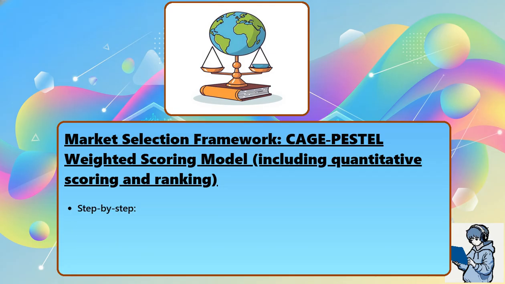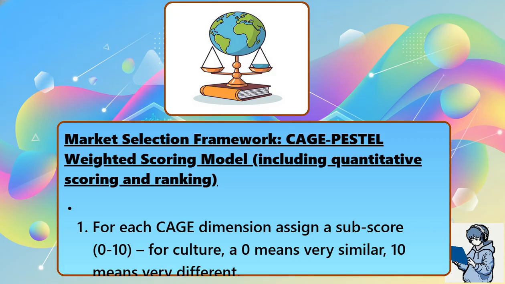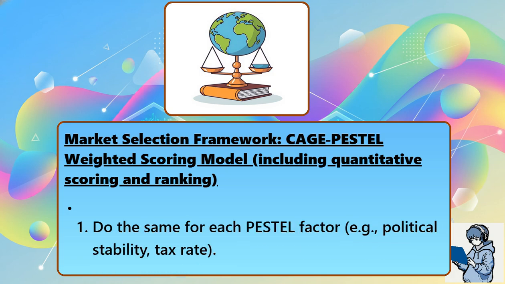Step by step. 1. List all candidate countries, for example Brazil, Vietnam, Kenya. 2. For each CAGE dimension assign a sub-score 0 to 10. For culture, a 0 means very similar, 10 means very different. 3. Do the same for each PESTEL factor, for example political stability, tax rate.